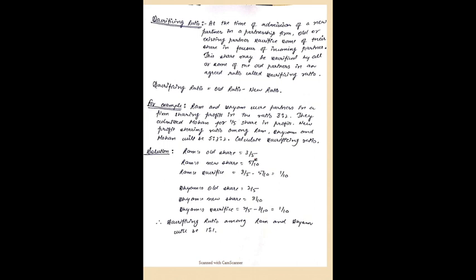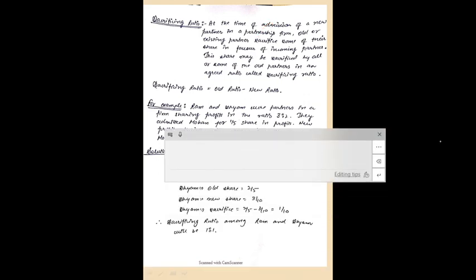So that would be the sacrificing ratio we would calculate for A and B, right? Let us read what it says. At the time of admission of a new partner, I mentioned already, due to the admission of a partner, the old or the existing partners sacrifice some of their shares in the favor of new or incoming partner.